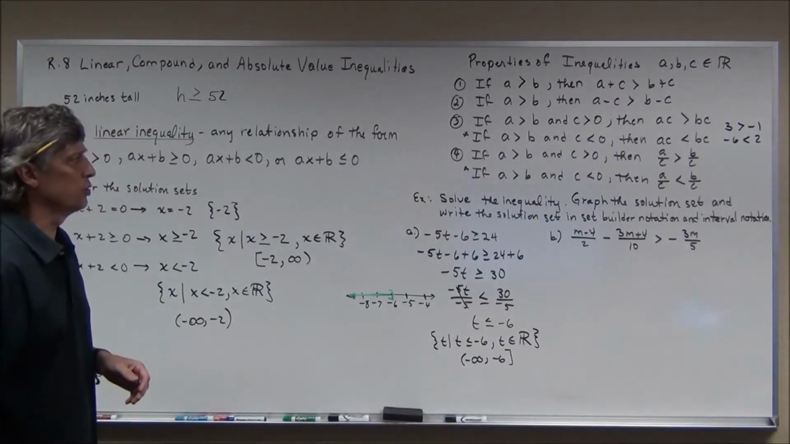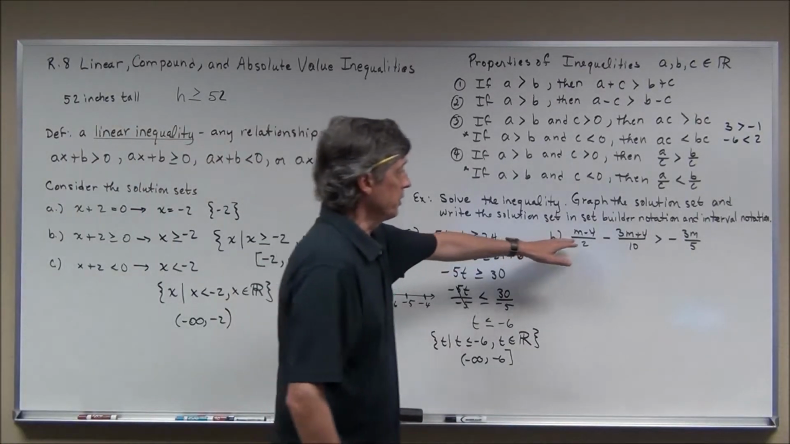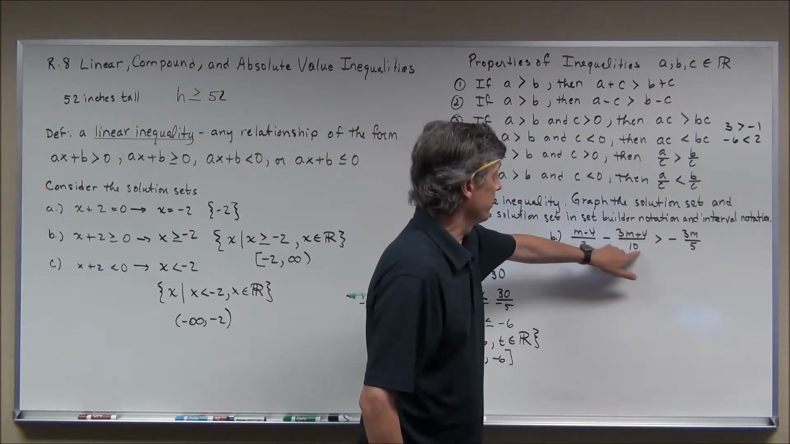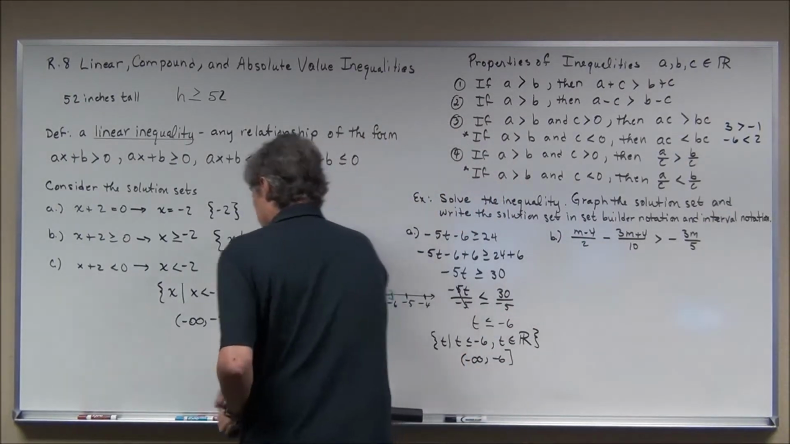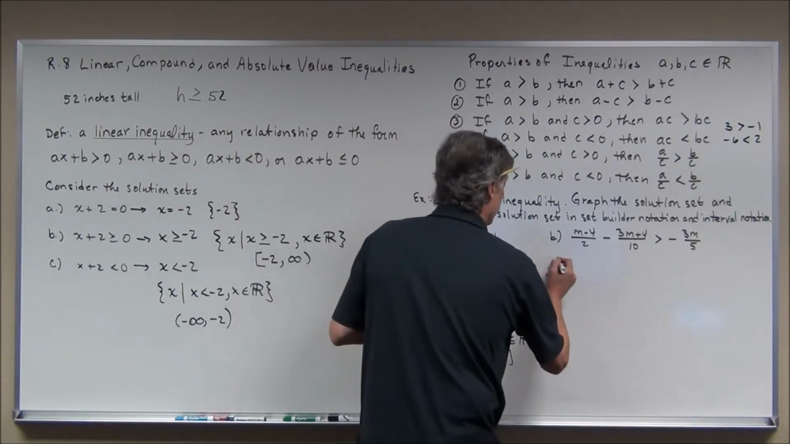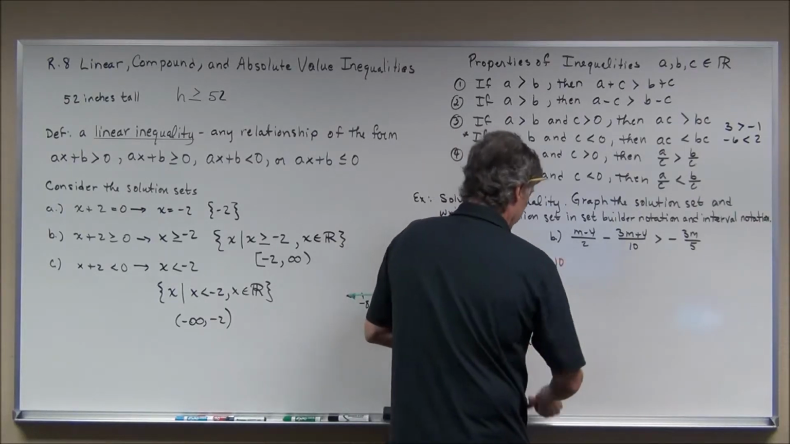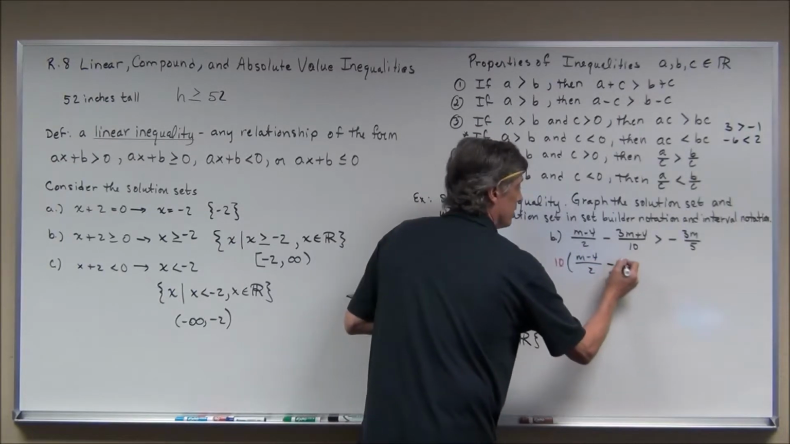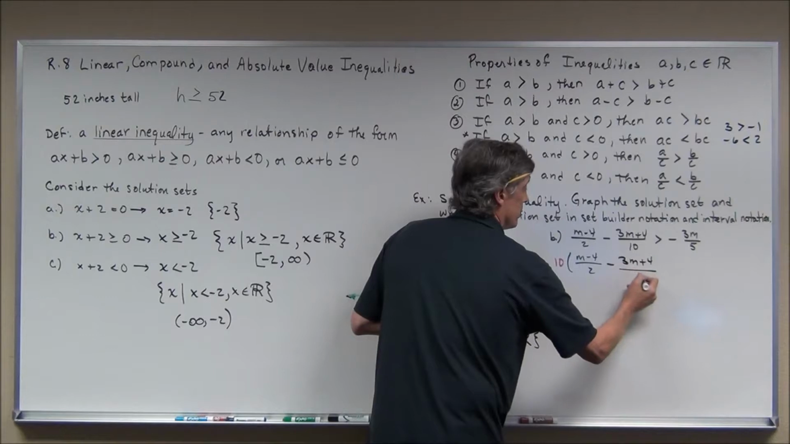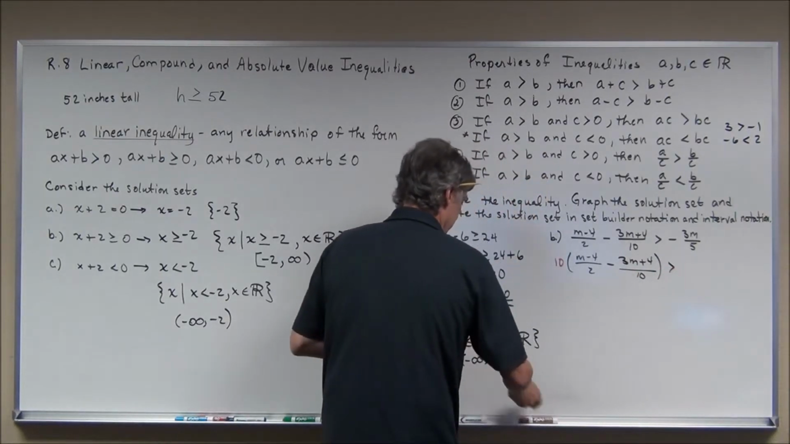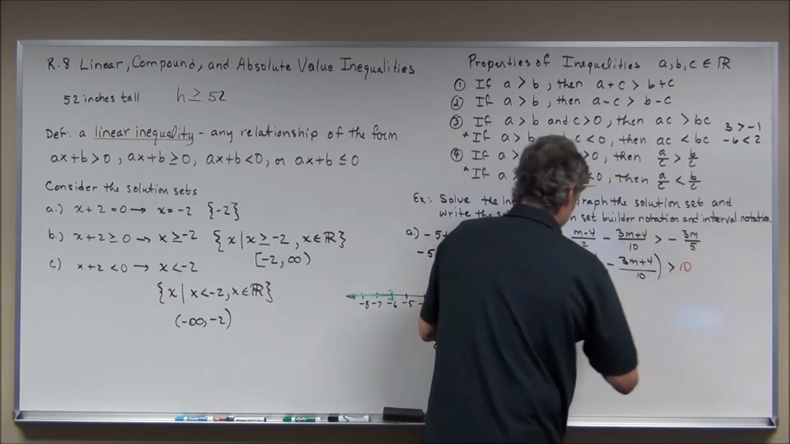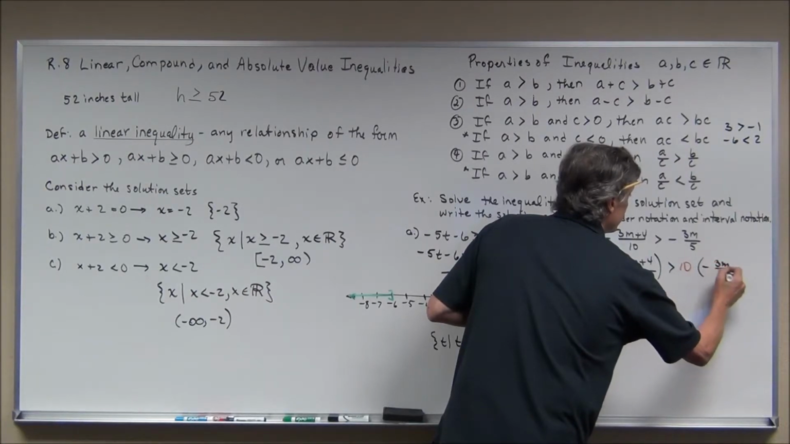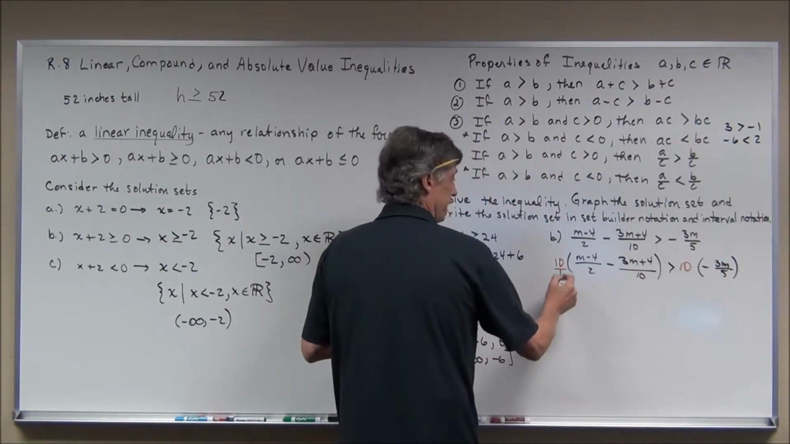This next one looks a little bit more intriguing, and we have to be careful with our signs. But the first thing we're going to need to do is get rid of the fractions, and the least common denominator is 10. So I'm going to multiply both sides by 10, and since it's a positive 10, that does not reverse the order. So 10 times the left side, and 10 times the right side. Over here, this is like 10 over 1.